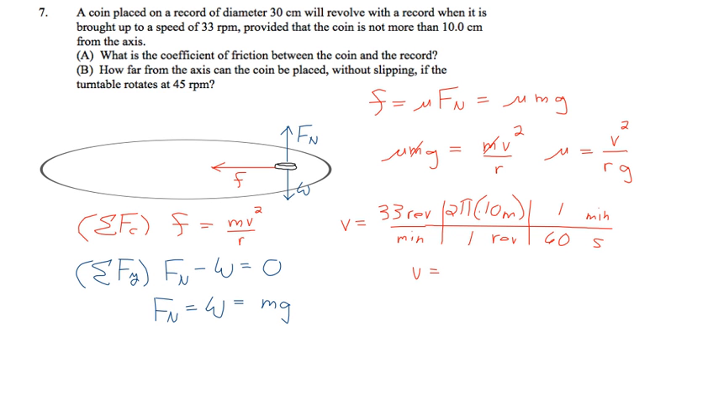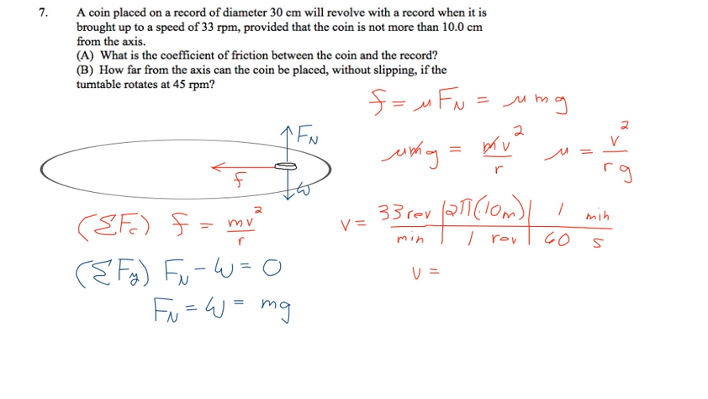I've had this problem on versions of the test where I don't even give you the part A. Like, you have to do all of this to get part B, because you can't solve it without knowing the coefficient of friction, and you get it from all this information. Then in part B, I'm going to put the coin at a different place. The record's going to be going at a different speed. So if it goes at a different speed, I can't keep the coin 10 centimeters away from the axis of rotation, or it's going to fly off, because I'm going to be going at a faster angular velocity.